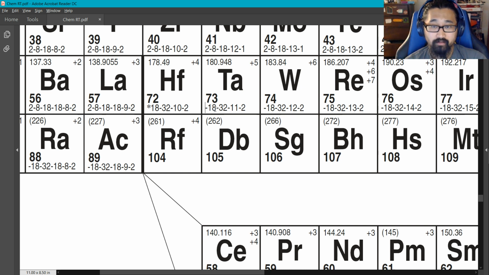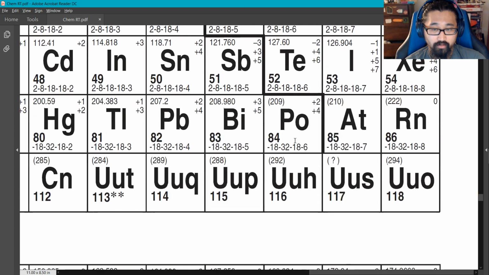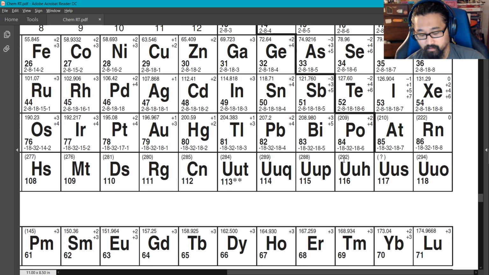Because before it, there's a 2 and an 8. Right, so the first level for this element has 2, second level has 8, then the third level has 18, fourth has 32, fifth has 11, sixth has 2. Right, and you'll see that that happens in all of these ones down here. That's why that dash is there. All right. So just something to be a little cautious of, something to be a little wary of.